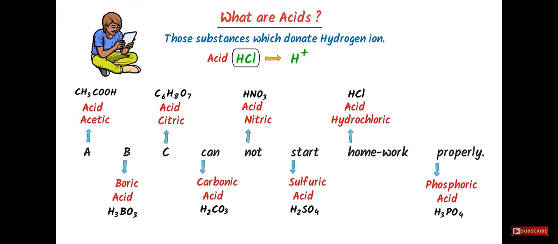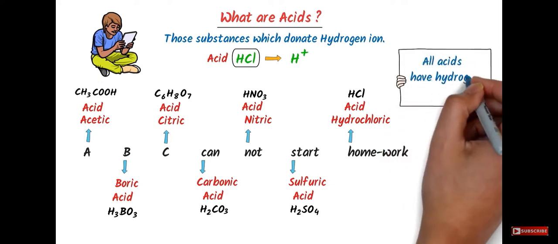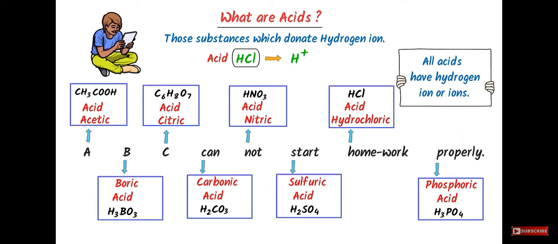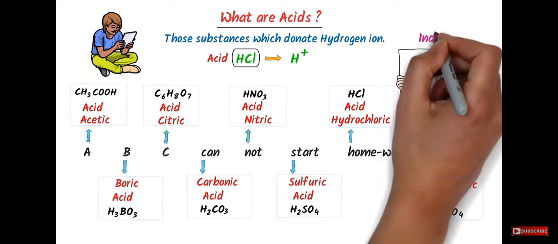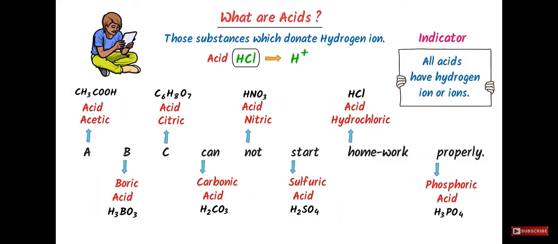Here, let me teach you one important point. Remember that all these acids have hydrogen ion. Let me repeat it. All these acids have hydrogen ion. So hydrogen ion is the best indicator of acid. Thus, also note down this important list of acids.